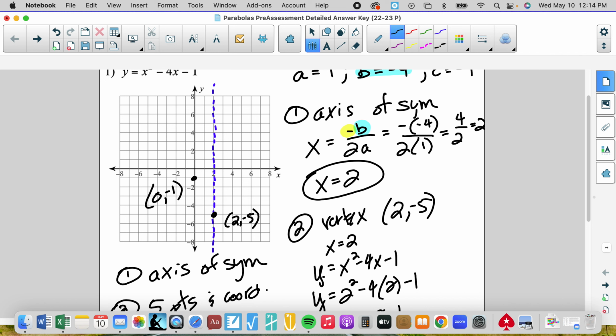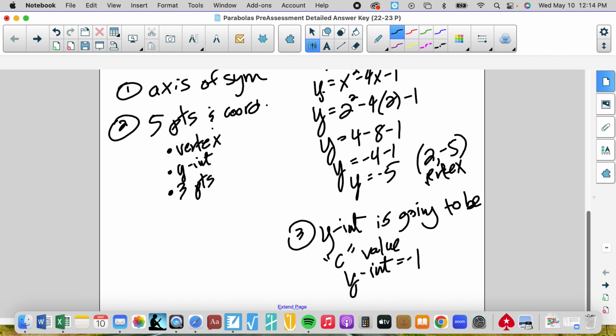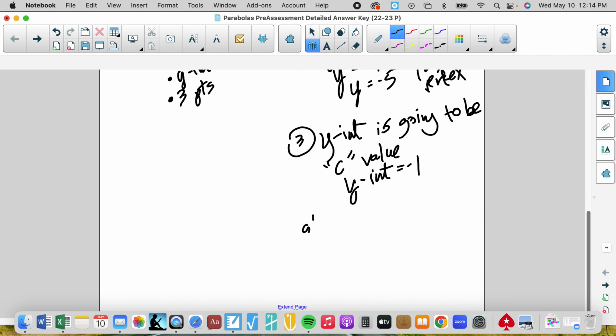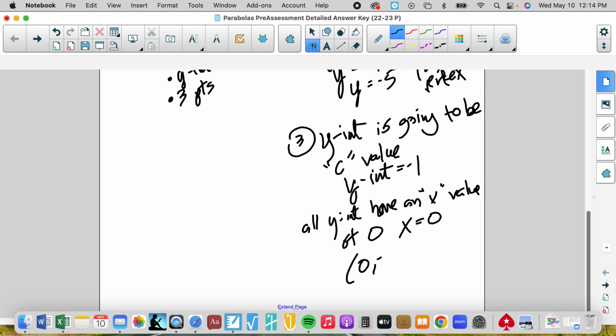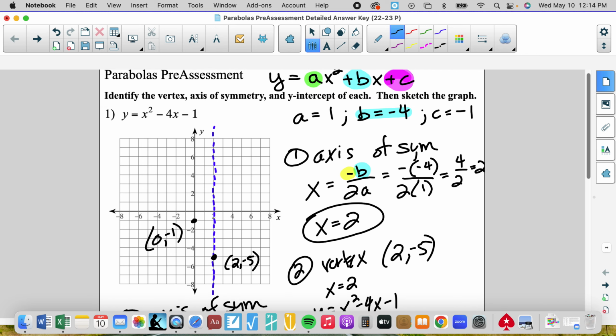(0, negative 1). Now the other thing that we should know, and something that's important, is all y-intercepts have an x value of 0. X will always equal 0. So the coordinate of my y-intercept is (0, negative 1). You see that the x value is 0. And if we had plugged 0 in for these two x's, that would have been 0, this would have been 0, and we would have been left with negative 1. That's why our constant is always our y-intercept, because any other variable in that equation is going to go to 0 and leaves me with my constant.